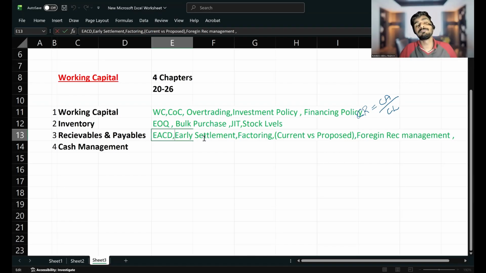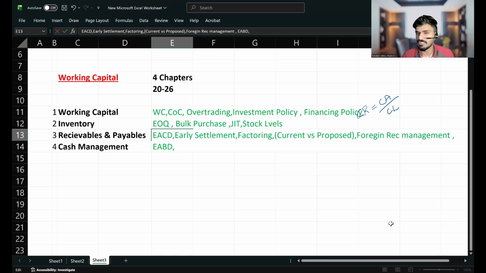And I can also tell you, there is payable management. There is EAB, equivalent annual benefit of discount. If it is payable, we will have a benefit of discount, not a cost. We will receive the discount, right? If it is receivable, we have to incur the discount. It's a cost. And if it is payable, then it is a benefit. So you have to learn what is meant by equivalent annual benefit of discount. And you might have to compare with overdraft also.